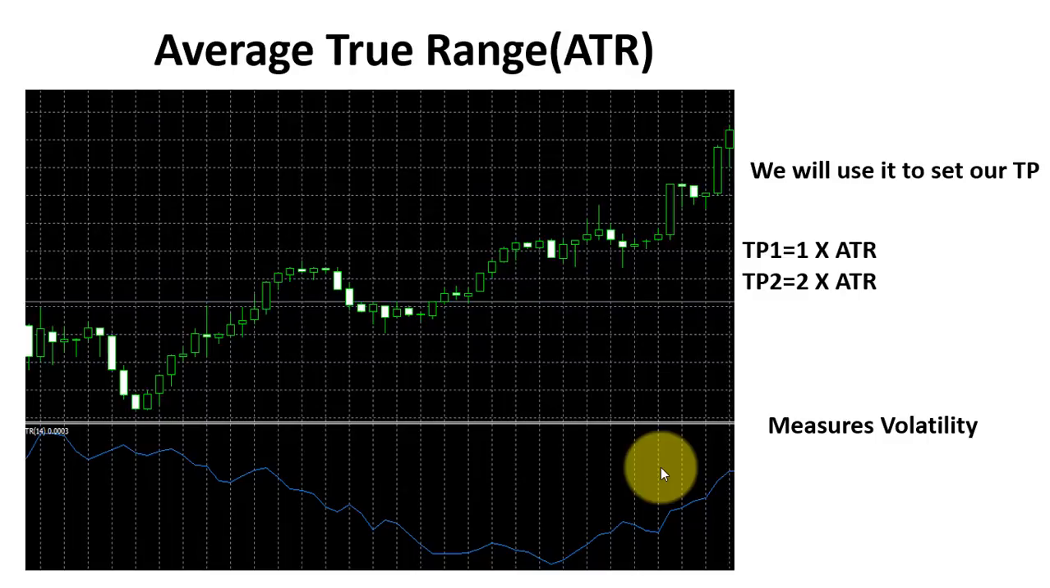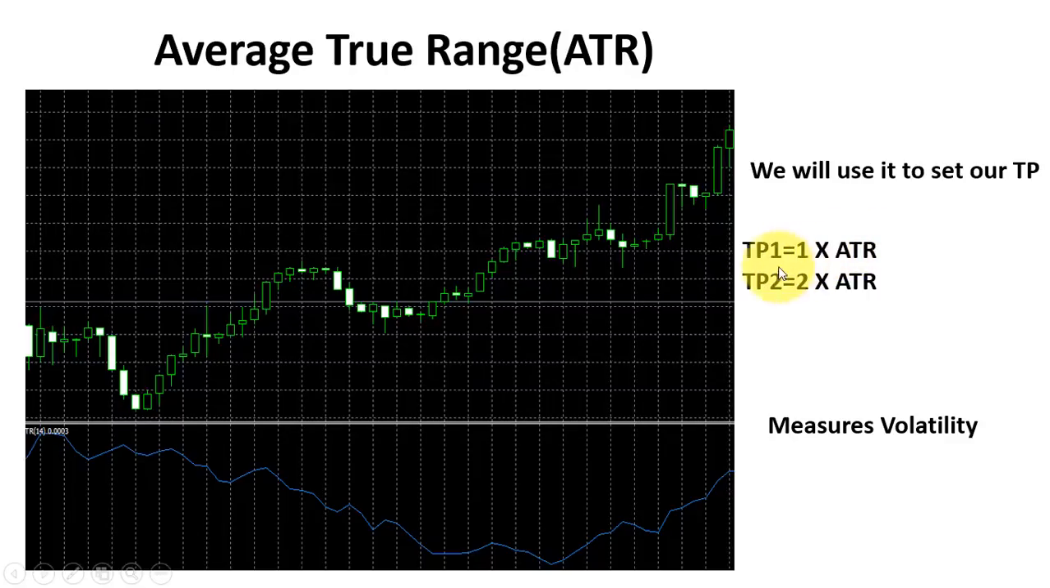Okay, so this average true range, we are going to use it in our strategy for one thing only. We use it to set our profit target. That is it. We are not using the ATR to determine when we will enter a trade. We only use it to determine when we get out of a trade. That is by using it as our take profit target.